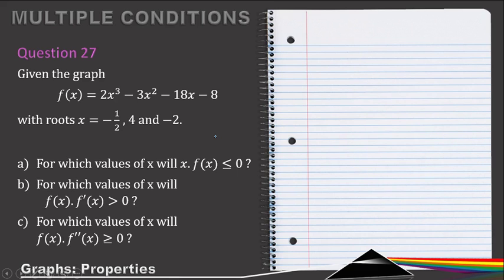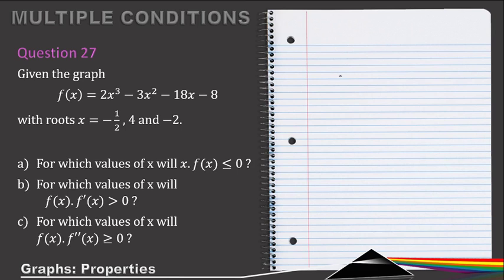Okay, question 27. Given the graph of f(x) with these roots, for which values of x will x times f(x) be less than 0? Okay, so for the first one, we have our x values and our f(x) values. But before we start, let's first plot our values to see where the roots lie and where it is positive and negative.